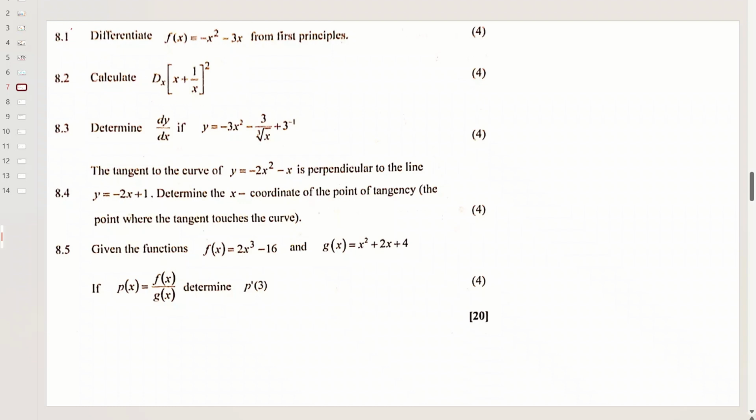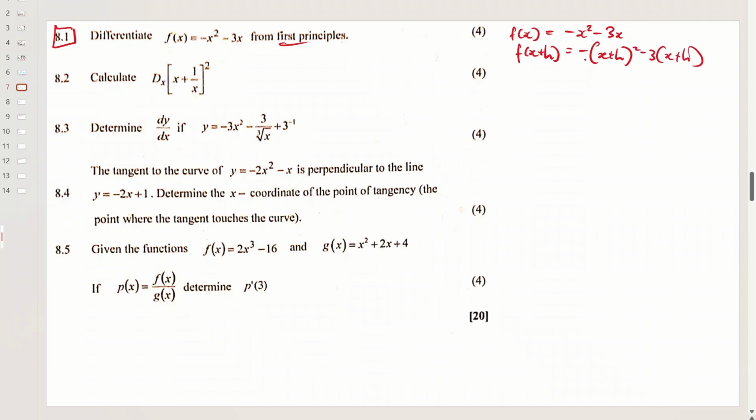So 8.1, guys, they say differentiate f of x, which is equal to negative x squared minus 3x, from first principle. Remember the rule, guys. When you hear from first principle, you don't have to think about it. You just evaluate your function at the original value of x. This is the same as writing down your given function. After this, evaluate your function at x plus h.